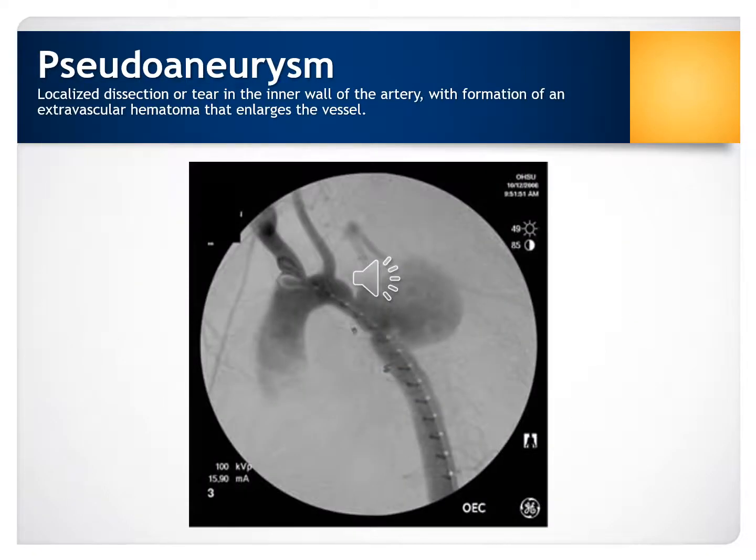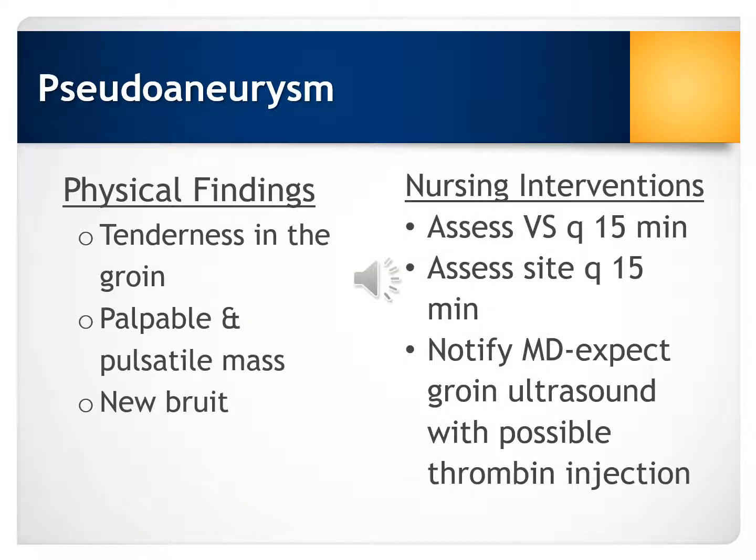A pseudoaneurysm is a local dissection or tear in the inner wall of the artery. You can see the image here of a pseudoaneurysm. So basically there will be an extravascular hematoma that will develop, and the vessel will be enlarged. Patients experiencing a pseudoaneurysm will have tenderness in the groin. As you are checking the groin site, you will be able to feel a palpable and pulsatile mass. If you were to listen with the bell of your stethoscope, you would hear a bruit as well.